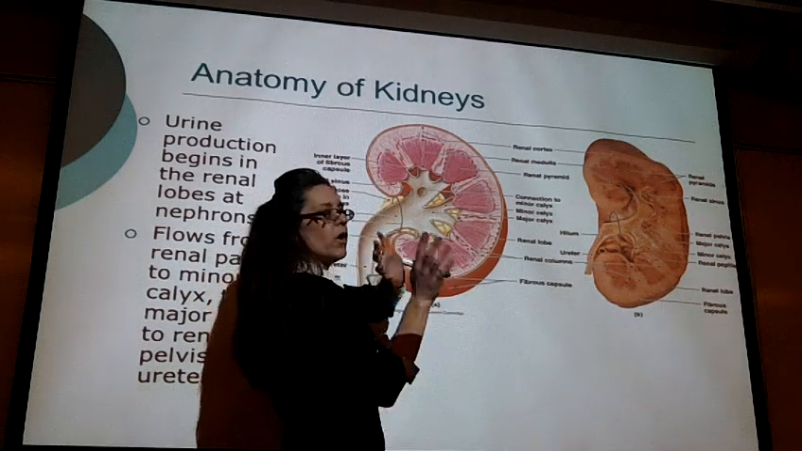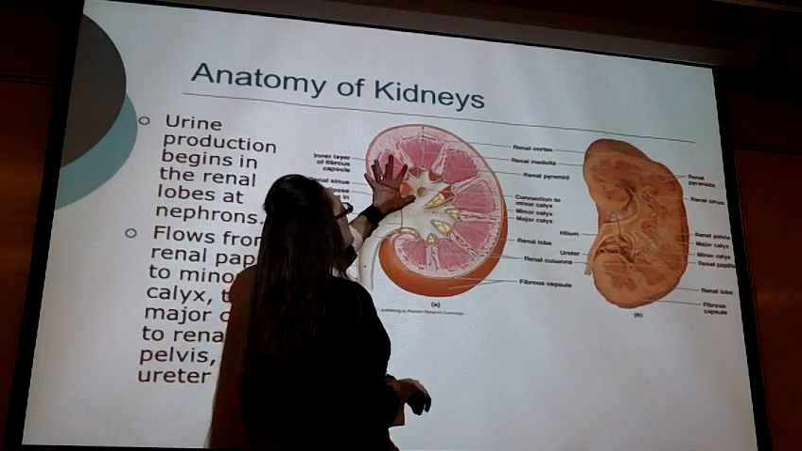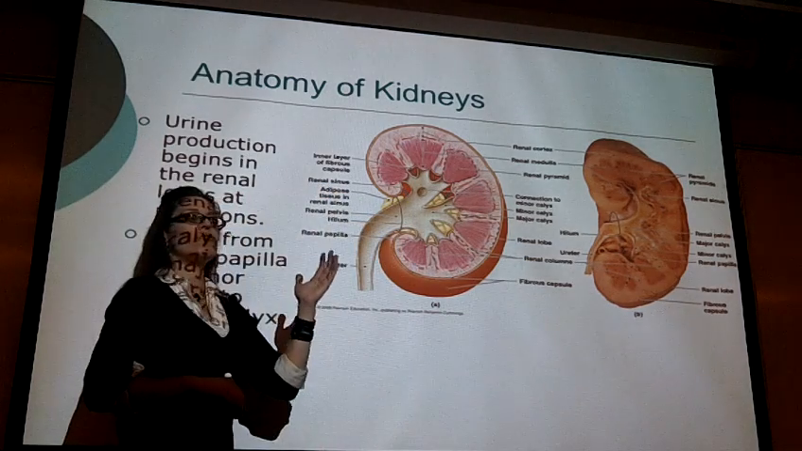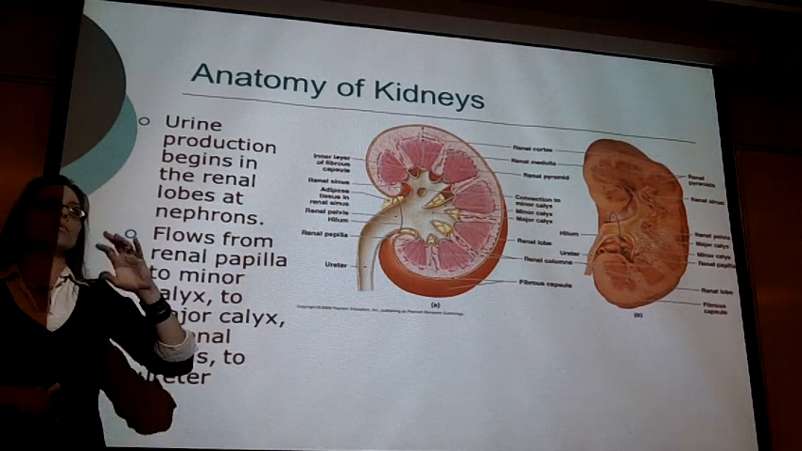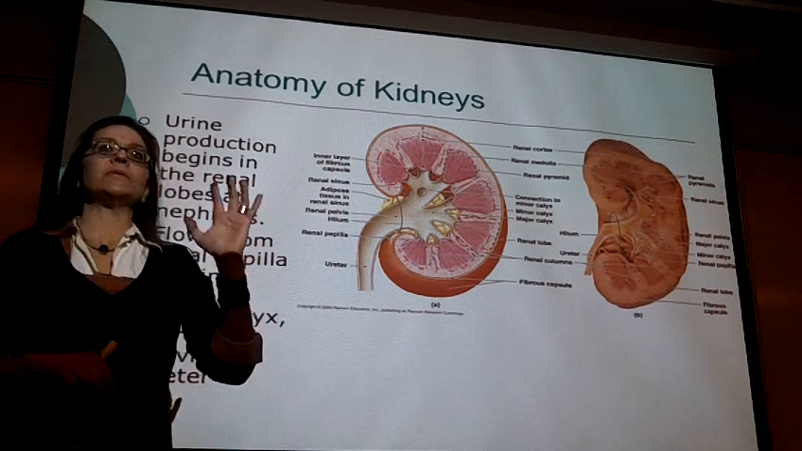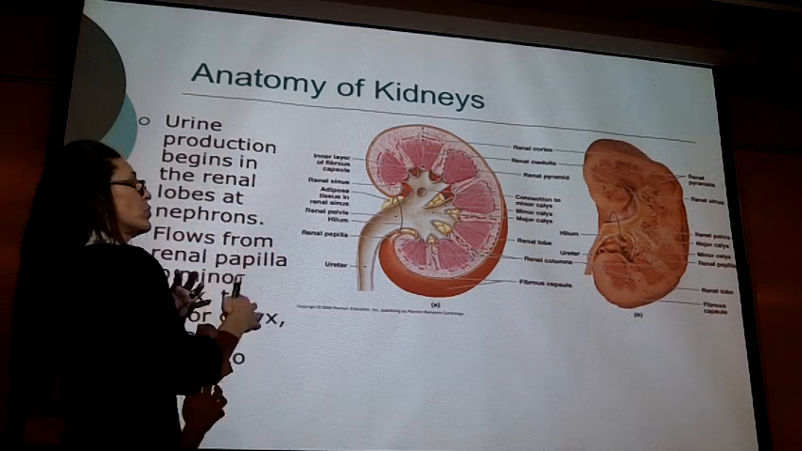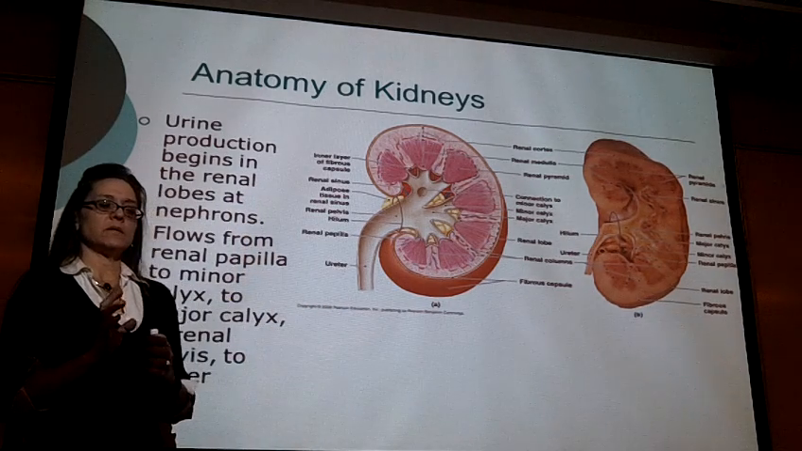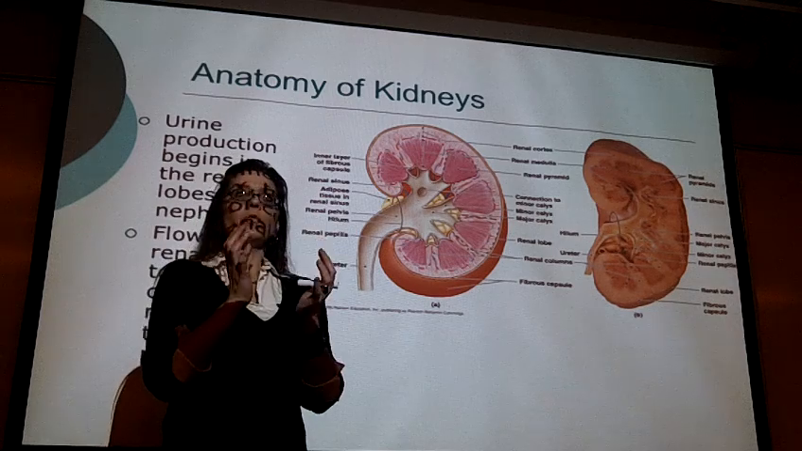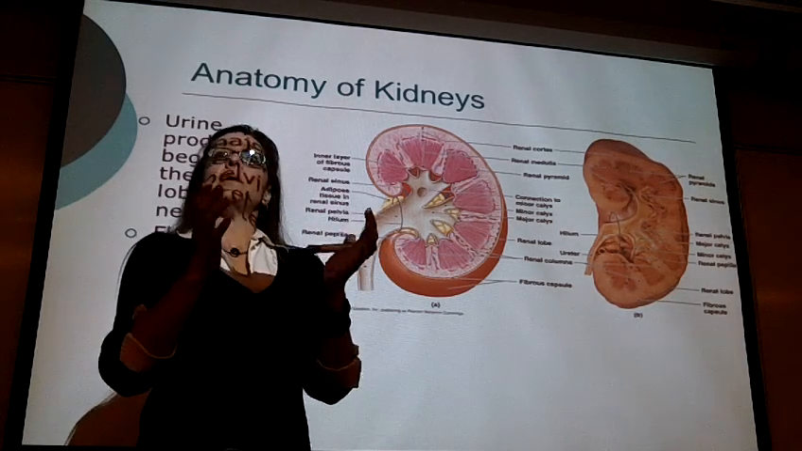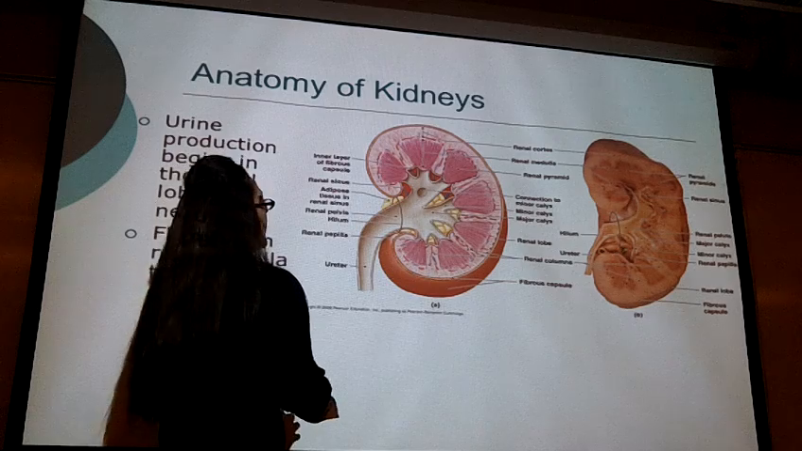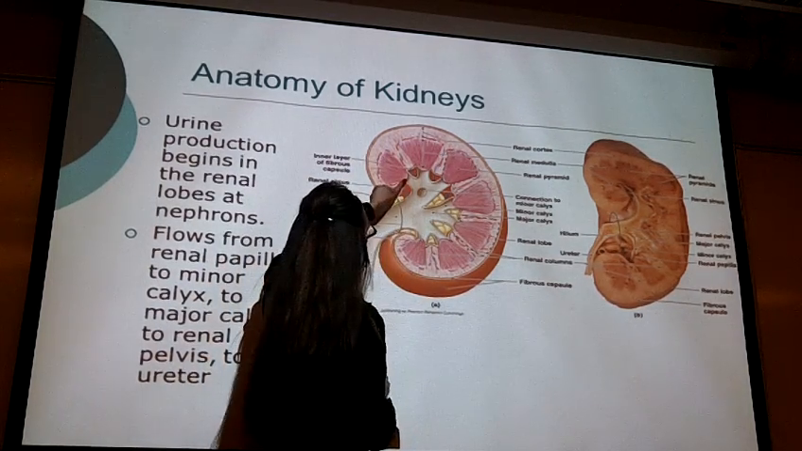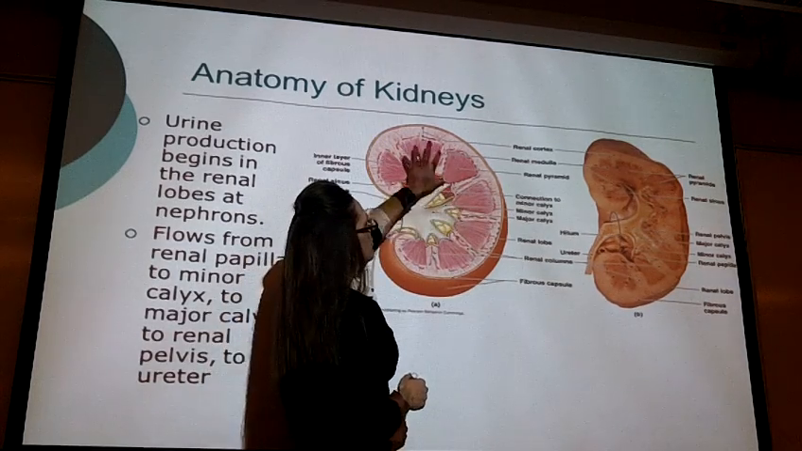So we'll talk in a lot of detail about this. As that blood comes into the kidneys, we're going to filter, we're going to reabsorb, and we're going to be able to secrete. Those are the different processes that are going to happen. And once we're done with those processes, we're going to end up with a fluid that will then be the urine.